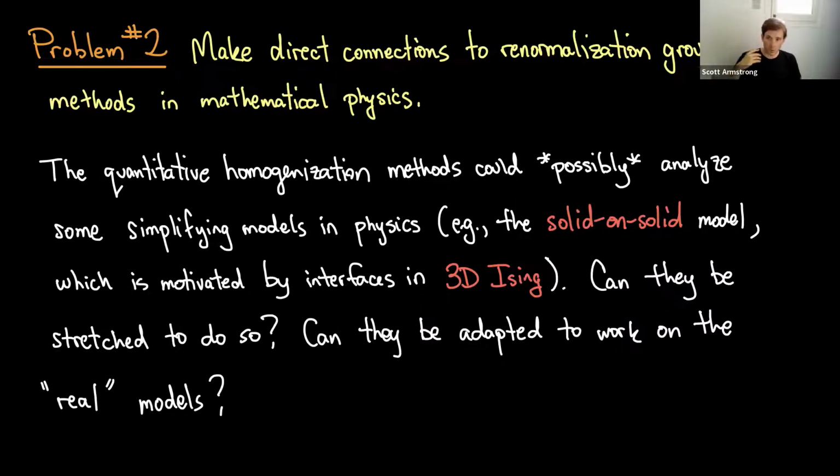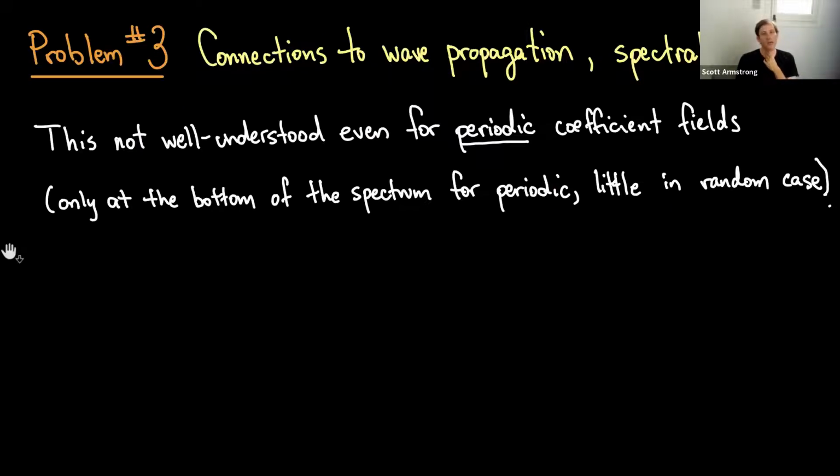These gradient models are toy models for really important math physics problems, like the 3D Ising model and interfaces for that. So if you could make more and more progress on models that get closer and closer to that, it's plausible that you could use homogenization to encode the renormalization that you need to solve these problems. Okay, the last one.